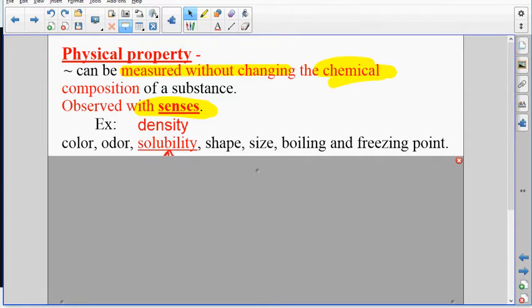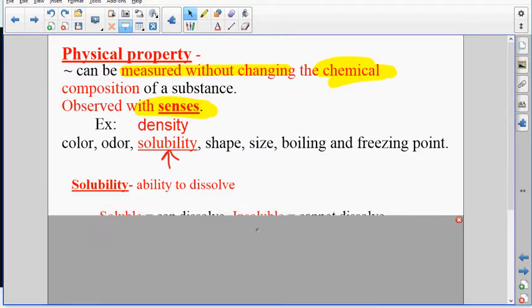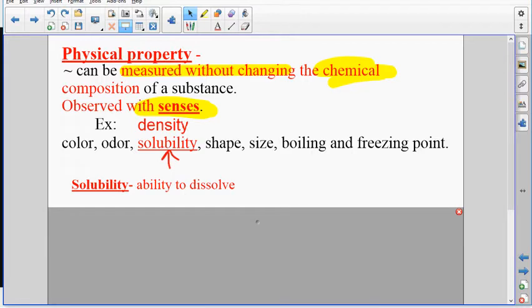Other examples of physical properties, you don't have to write all these down, but here are a handful of examples. You should know some examples. So the color of something, the odor, the solubility, the size, the shape, the boiling and freezing point. Watch out for solubility. That's the ability to dissolve. That is a physical property. A lot of people think that's not physical, but it is. Okay? So solubility is the ability to dissolve.